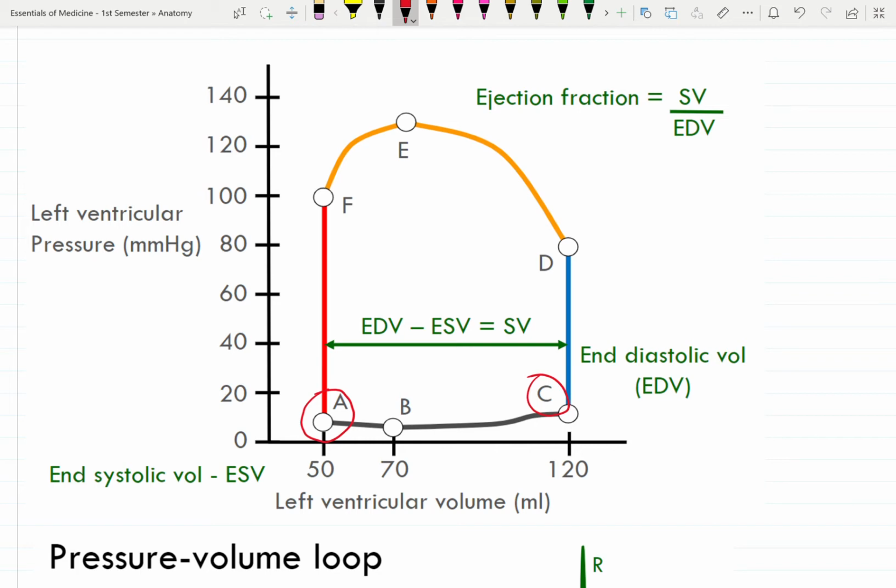And so what can be utilized from the EDV and ESV is the stroke volume. Okay, so the difference of them gives you the stroke volume. So any change of the end diastolic volume as well as the end systolic volume will change the stroke volume, and that's very important, as we'll see later. And yeah, let's go on and talk about the pressures.